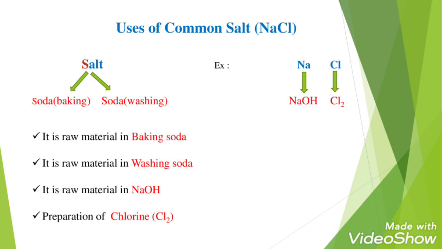Sodium chloride is raw material in baking soda, it is raw material in washing soda, it is raw material in sodium hydroxide, and in the preparation of chlorine, sodium chloride is used. So in this way you can easily write 4 uses from the name and formula itself.